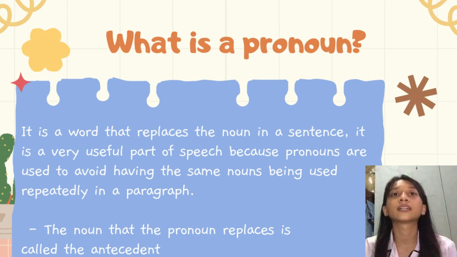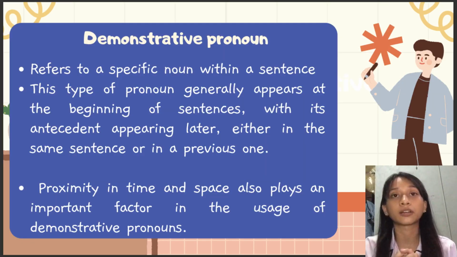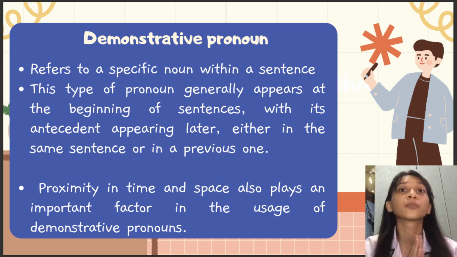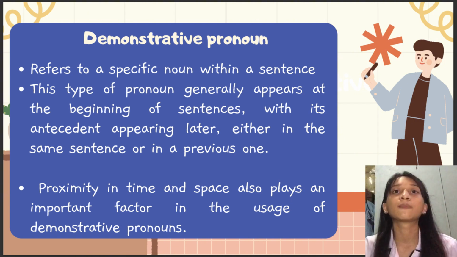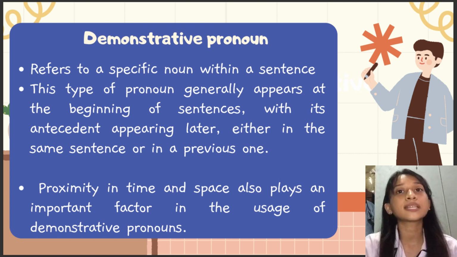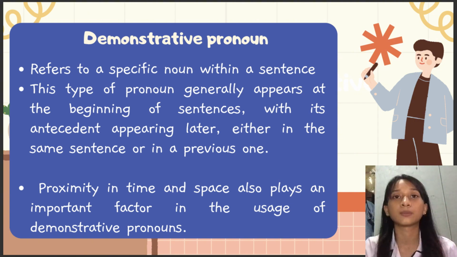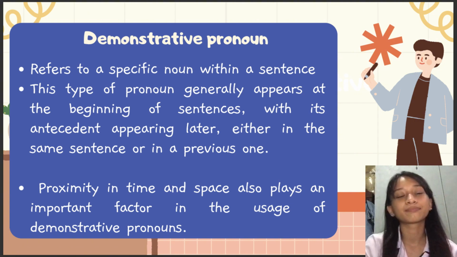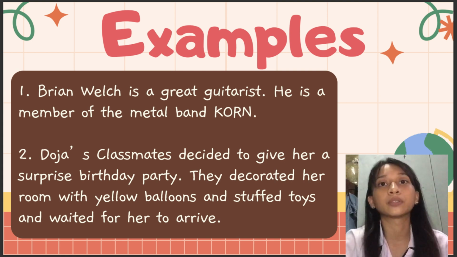Now, we will tackle one of the types of pronouns, which is demonstrative pronoun. A demonstrative pronoun refers to a specific noun within a sentence. This type of pronoun generally appears at the beginning of a sentence, with its antecedent appearing later, either in the same sentence or in the previous one. Proximity in time and space always plays an important factor in the usage of demonstrative pronouns. And now I will give you an example.